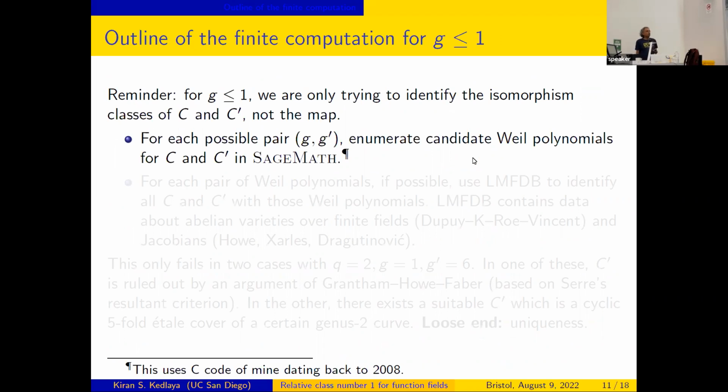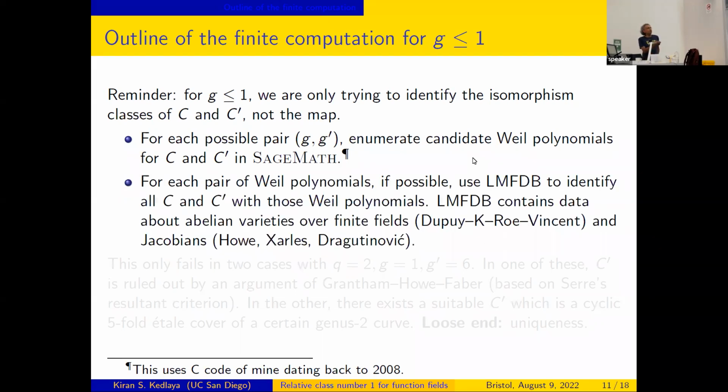Okay, what do I do? For each possible pair G and G prime, for each Q (I should have quantified, Q equals 2, 3, or 4, and what follows), you enumerate candidate Weil polynomials for C and C prime. I have code for this that I wrote starting in 2008, which is integrated in Sage, so you can fire up Sage and ask for a list of Weil polynomials. For G, right now I'm assuming G is less than or equal to 1, so you only have to go up to G prime equals 7.